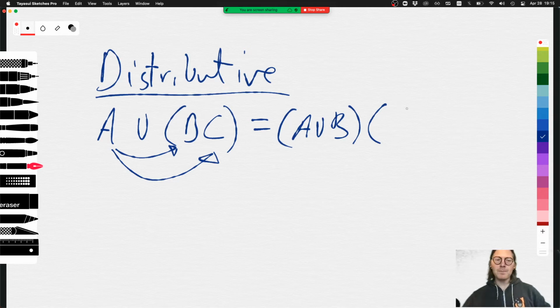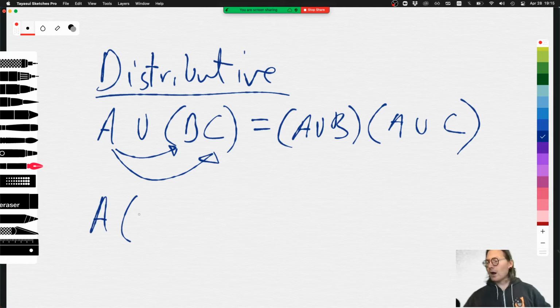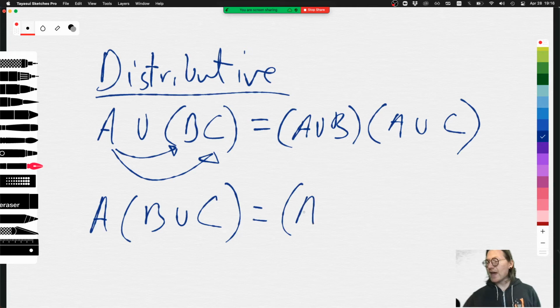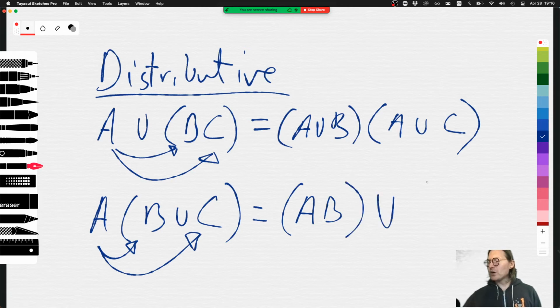This is going to be the same as A union B intersected with A union C. Okay? So that's one form of the distributive property here. And the other form would be A intersected with B union C. That's going to be the same result as A intersected with B, right? We're doing this again. We're taking this through. A intersect with B, and that's going to be unioned with A intersected with C.